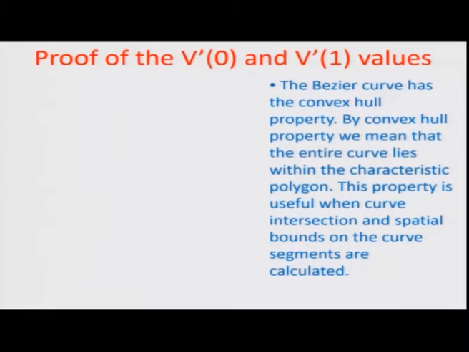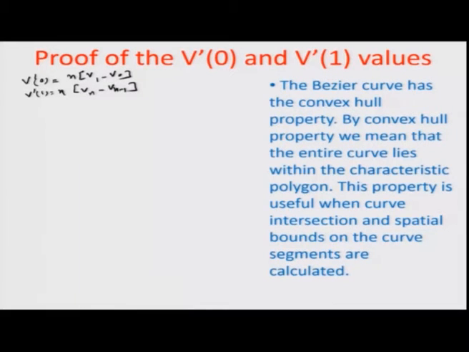So, let us say when we talk about the first condition necessary for a fit to be Bezier, it says that v dash 0 should be equal to n times v 1 minus v 0. And the other condition, condition number 2, says v dash 1 equals n times v n minus v n minus 1.